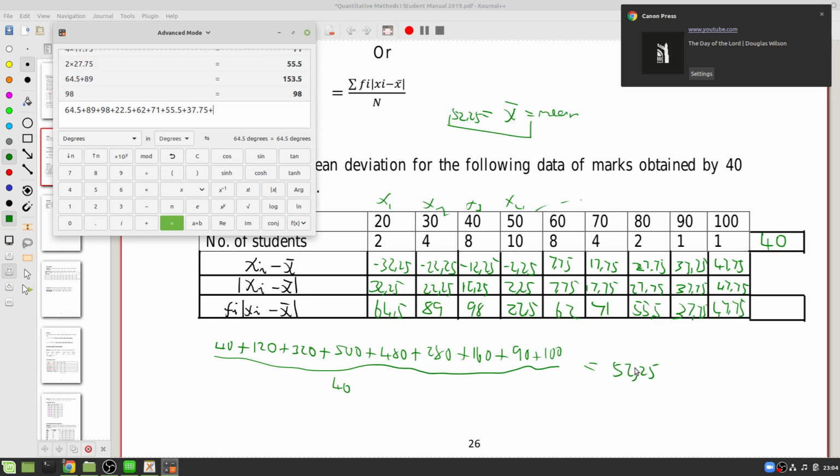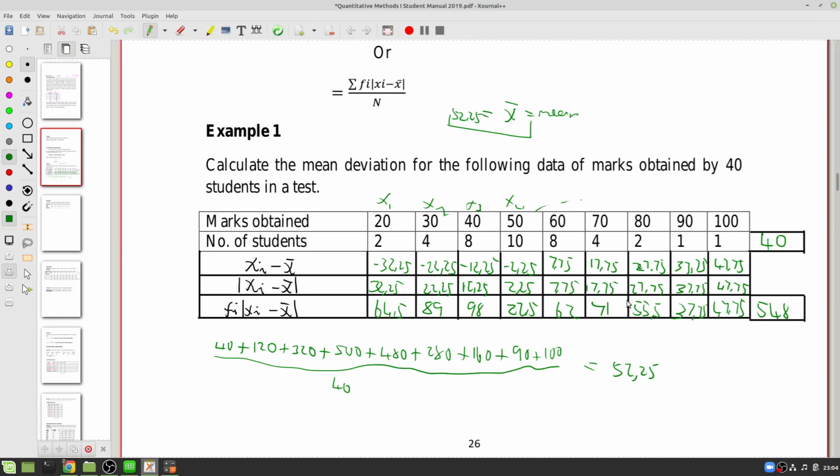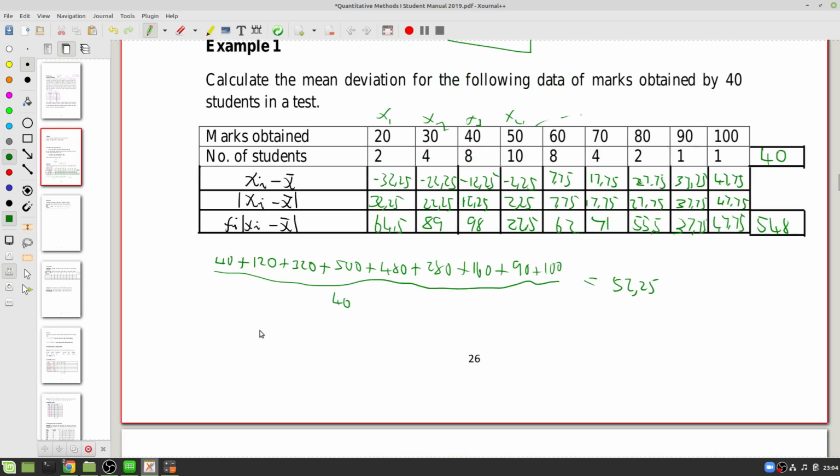37.75 and 47.75. 548. All right. And then we said that value, that answer we get, we divide it by n, which is 40. So we'll find our mean deviation. So let's just write this: mean deviation.